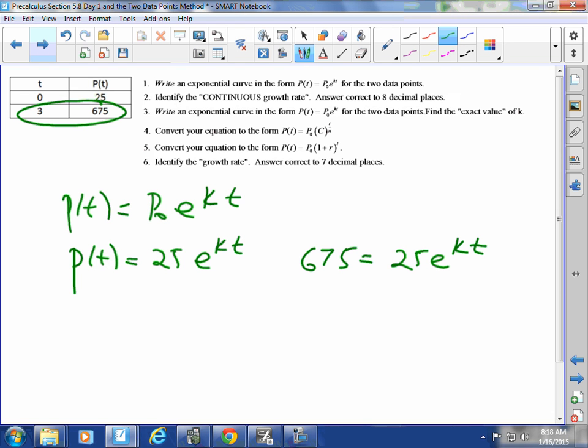What's that? Good catch. To the 3k. Now my goal is to get k alone. What's the first thing I should do?